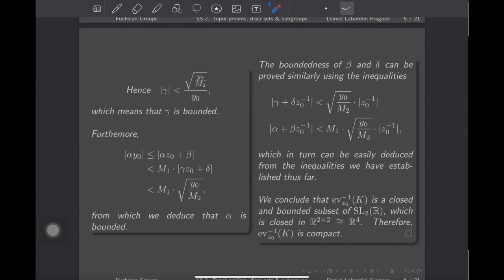Okay, and then I conclude that all entries are bounded, so this set is closed and bounded, so it's compact.